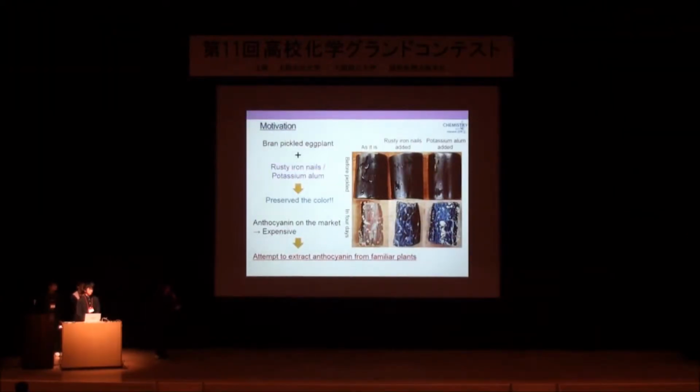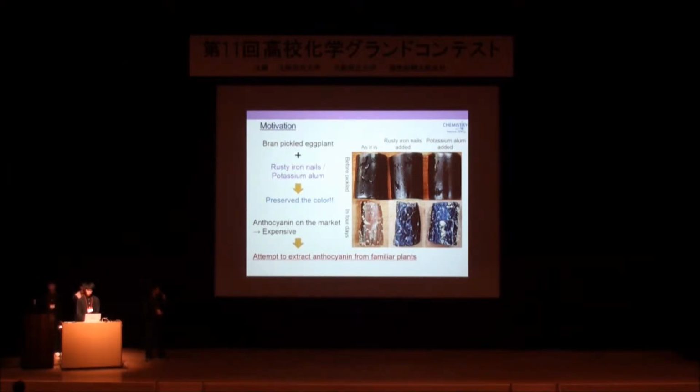Please look at this picture. They are plant-pickled eggplants. From the left, eggplants are treated, one with iron nail and one with potassium ion. As you can see, the color can be preserved in 4 days about the 2 intervals. That is well known from a long time ago, and it is because anthocyanin in the eggplant skin forms stable complexes with metal ions like rusty iron or potassium ion. After this experiment, we got interested in the coloration of anthocyanin and began to research on it.